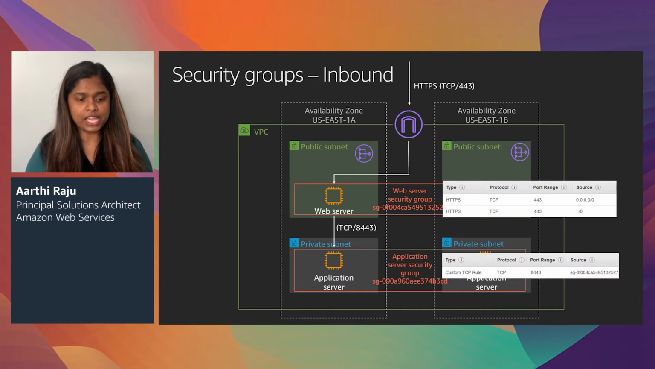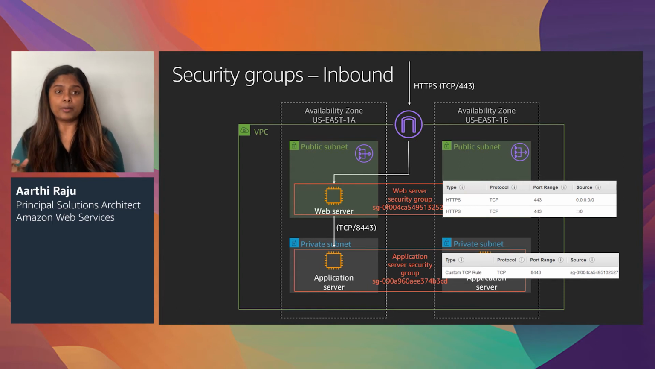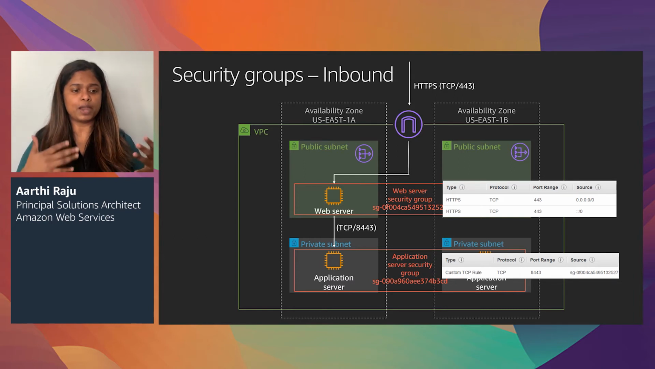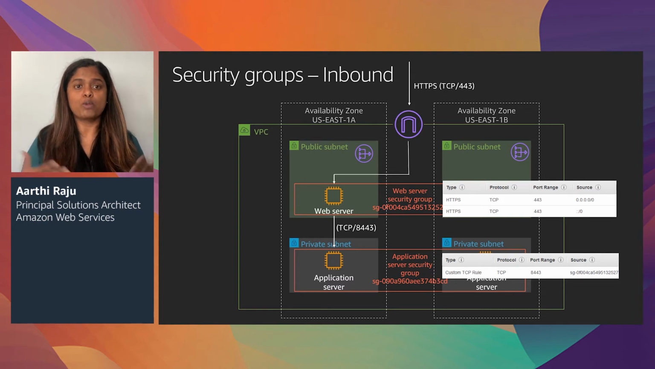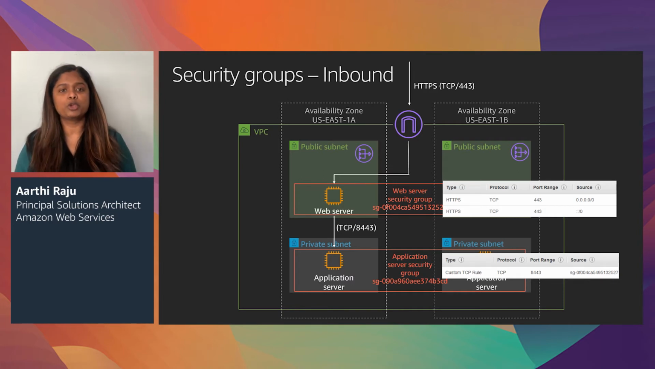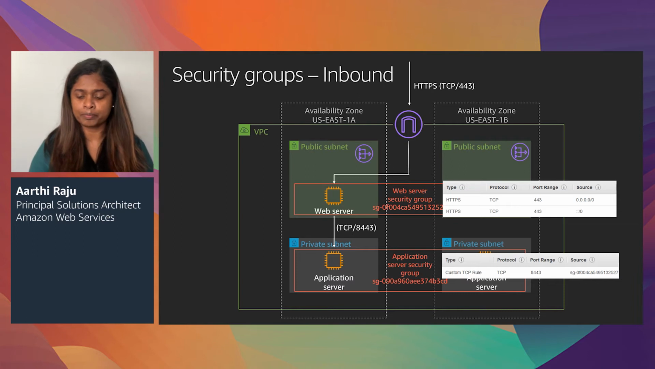Similarly, for my application server, I can set a rule that says any traffic. Ideally, what I want to do is allow only traffic coming in from the web server. So what I'm doing is I'm specifying the source as a security group. This is easier for you because when you specify the source as a security group, the security group can be applied to your web servers. And what it means is any web server that has the security group is allowed to communicate to your application server.